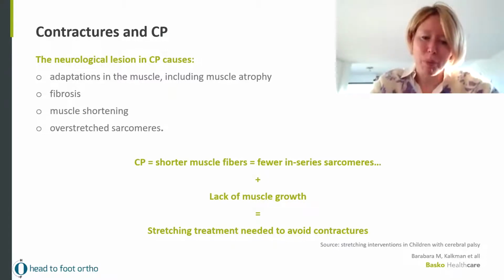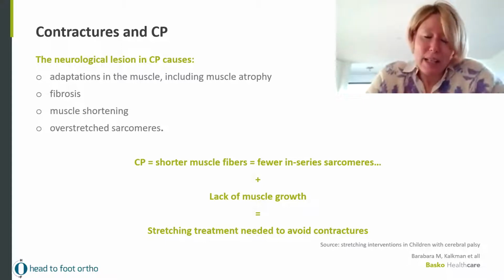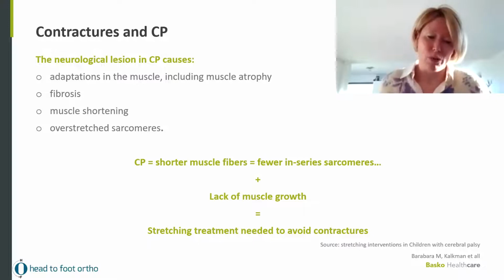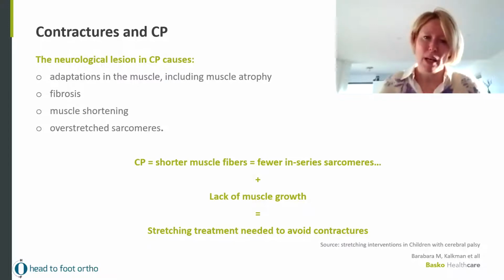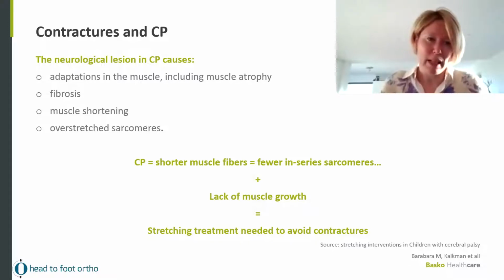So it's very important, and we read it all the time, that stretching is necessary, just to prevent contractures in the future, because we can maintain what we have. It can really disappear really fast, but it's really important that we maintain what we have. So prevention is maybe more important than the treatment as such.